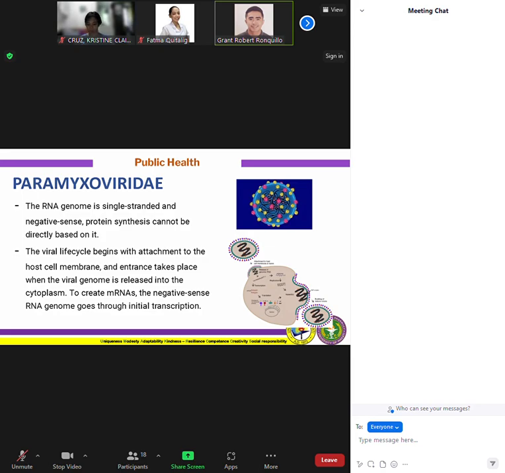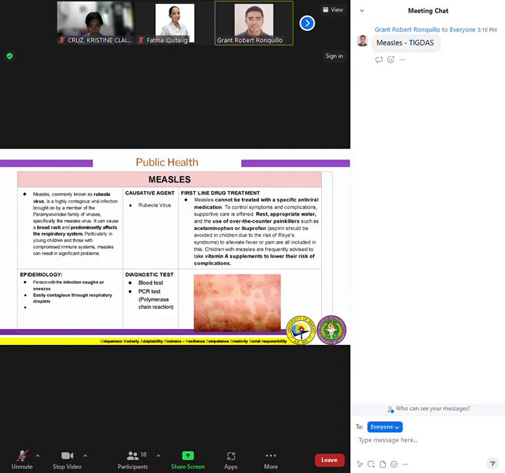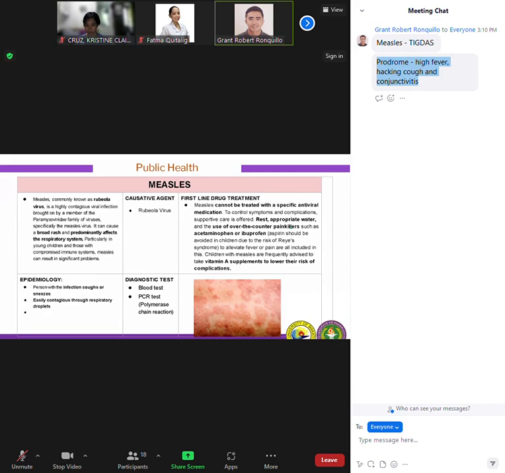Meron tayong mga terms na kailangan malaman in terms dito sa clinical syndromes ng measles. May tinatawag tayong prodrome. Ano yung pag sinabi natin prodrome, the patient is having high fever, meron siyang hacking cough, and conjunctivitis. Pag itong tatlong ito nag-combine, mataas yung lagnat ng pasyente, may sore eyes, at inuubo siya, ang tawag doon, prodrome.